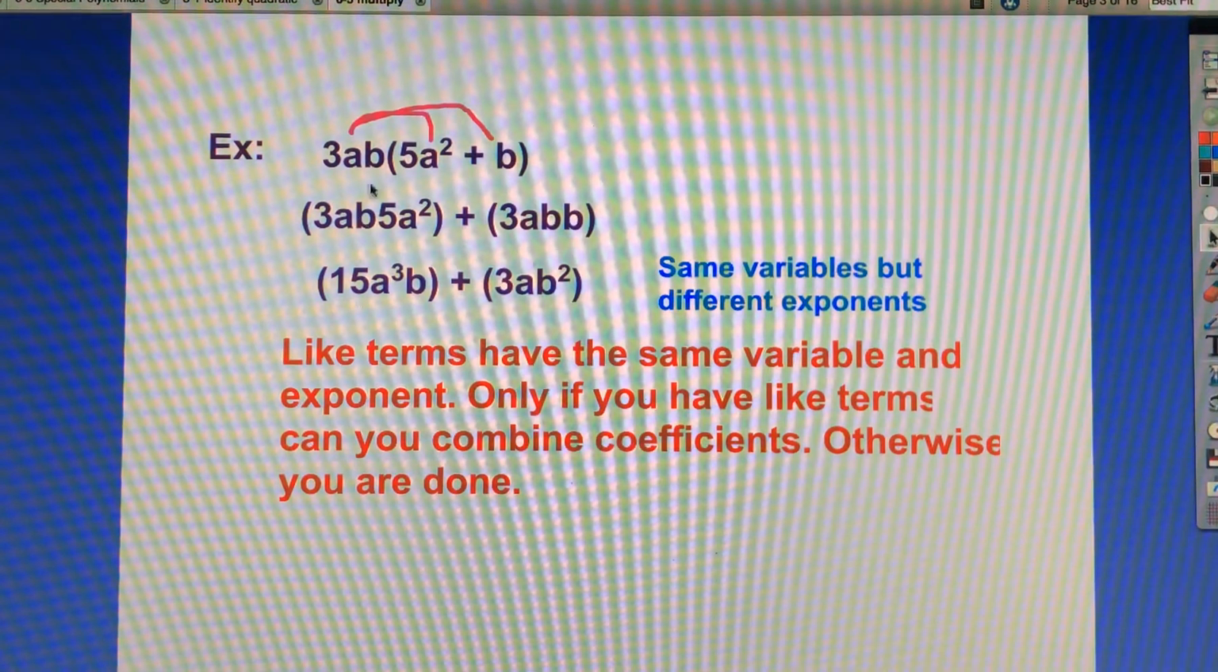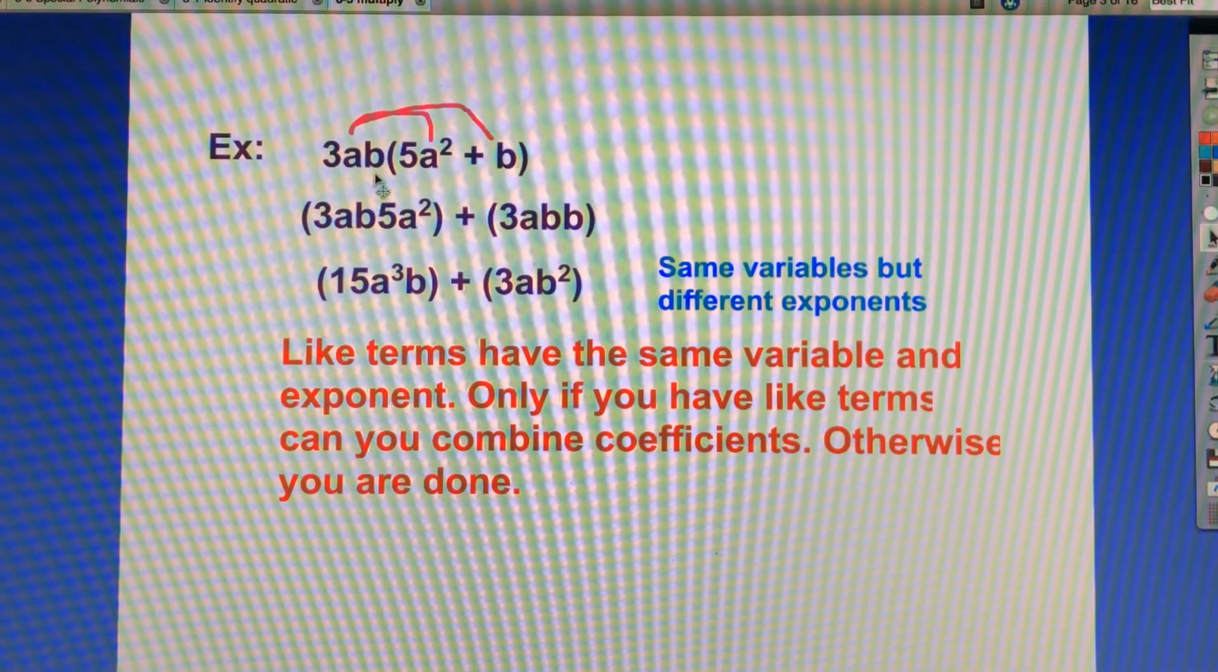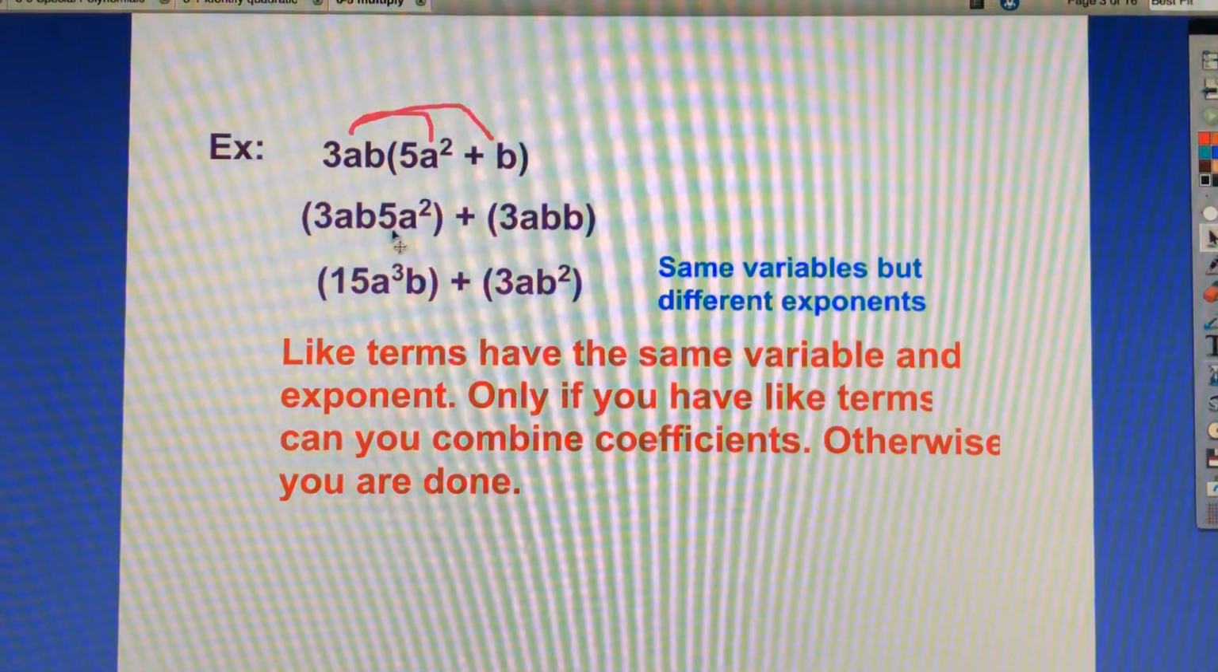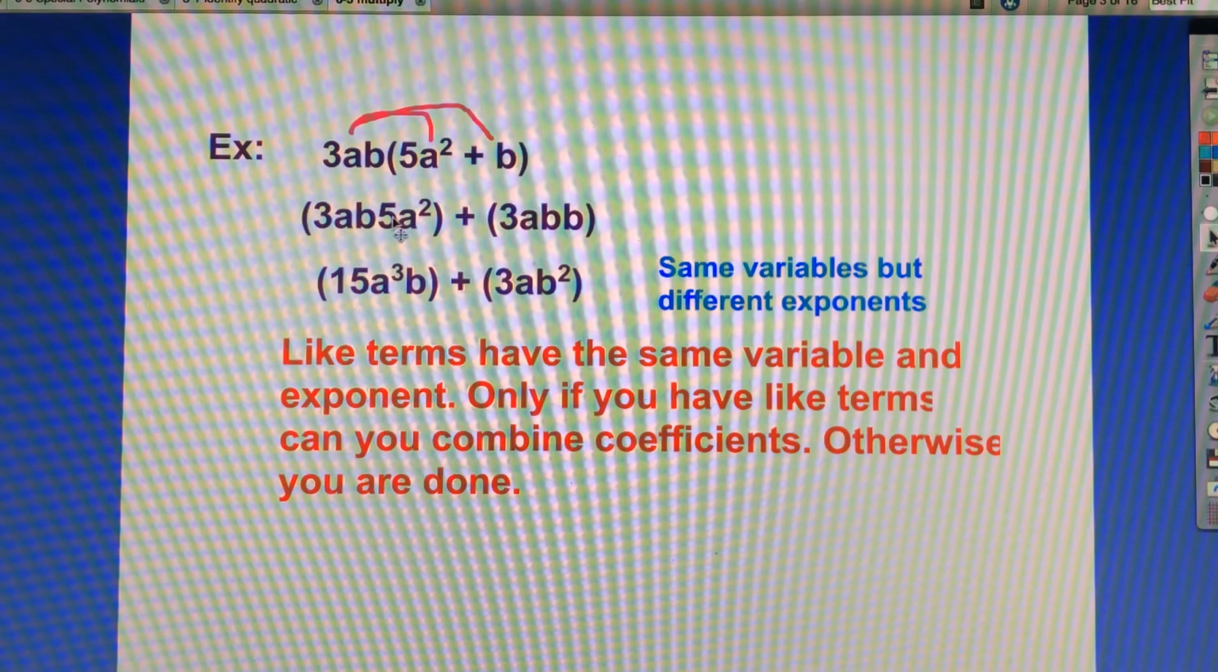But what happens if I am a little more complicated? 3ab instead of just 3. It's okay. I'm going to take 3ab times 5a squared. Look at, there it is. I could take every piece apart the way I was doing in the previous slides and do 3 times 5 times a squared times b. Or I can start to look at it and I can envision 3 times 5 is 15. A times a squared, a to the 3rd. B, no more b's, just b.